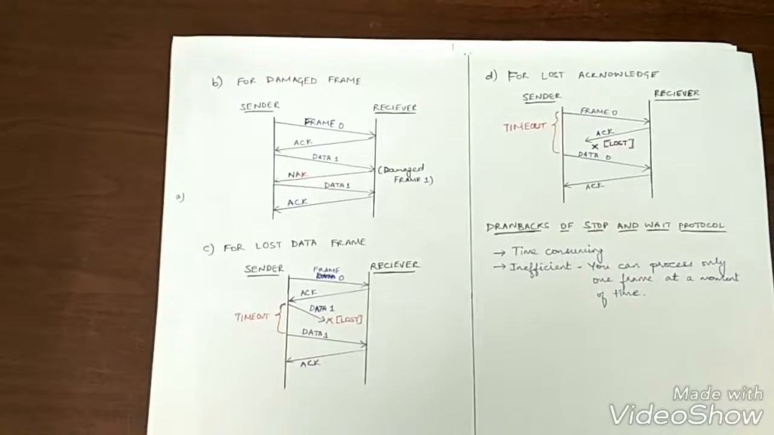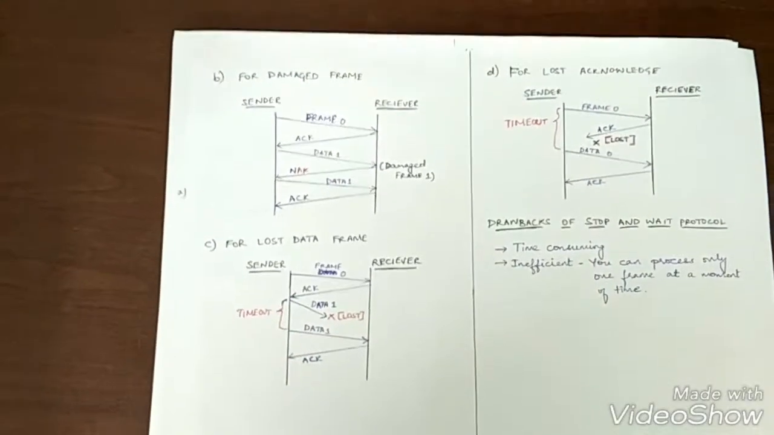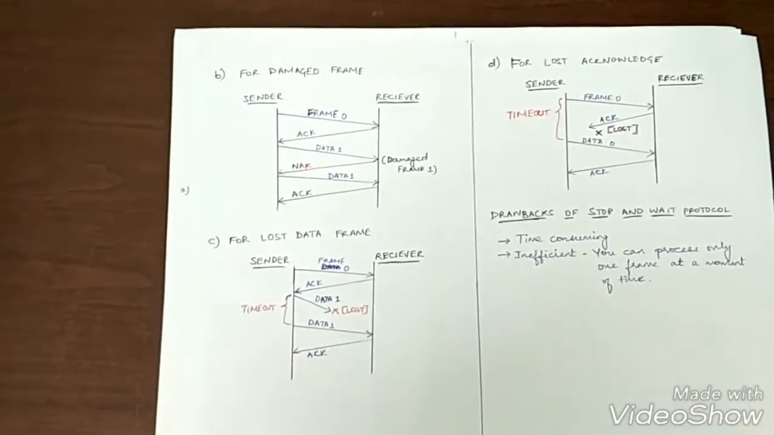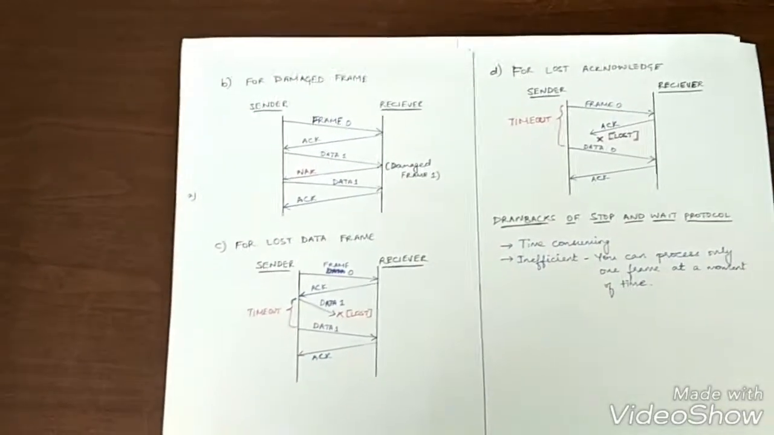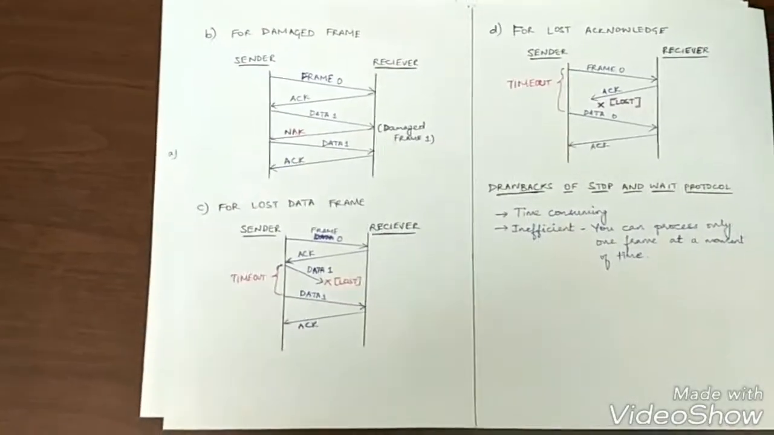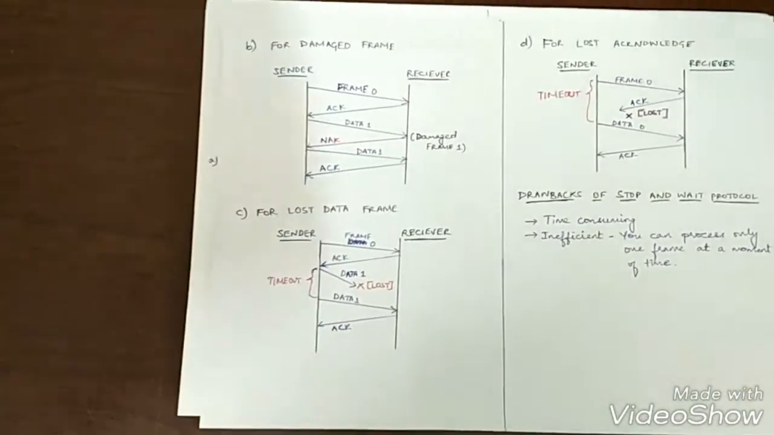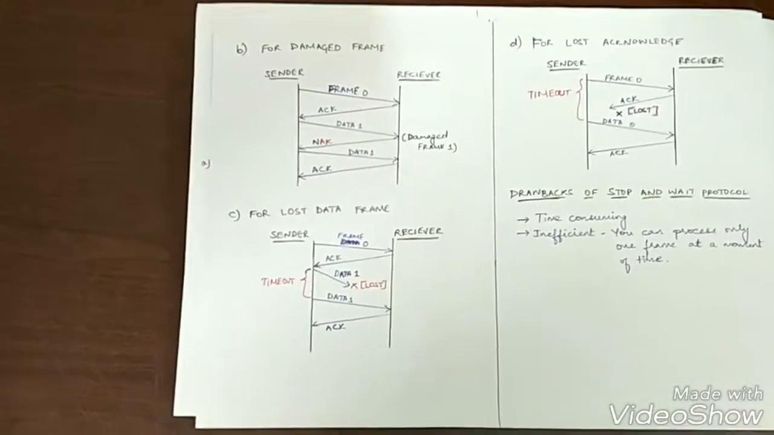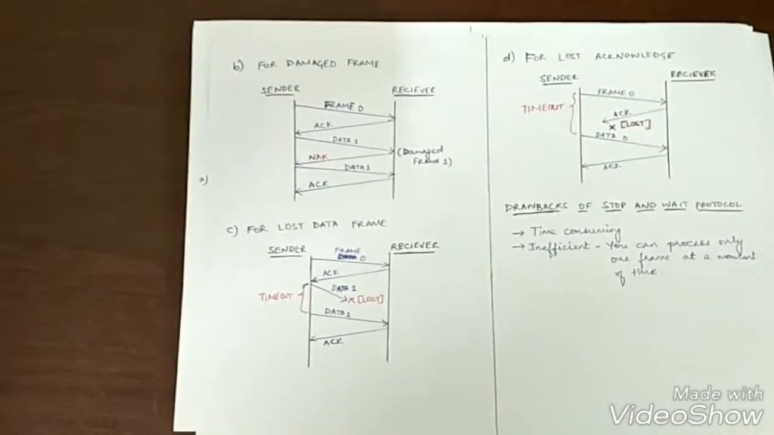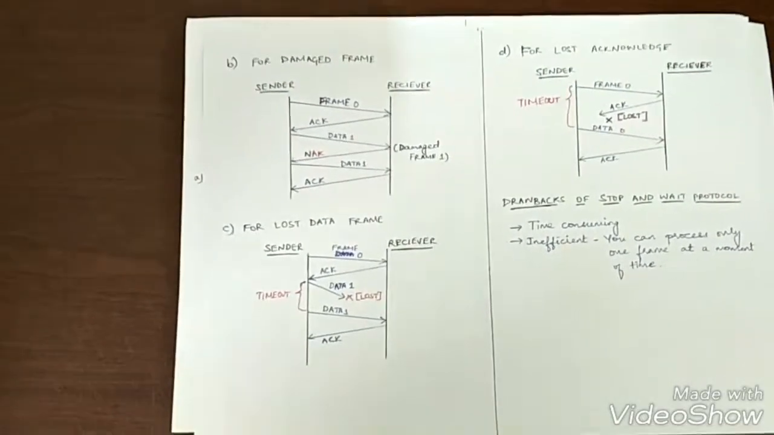Now we will see for lost data frame. Again, there is a sender and a receiver. Suppose the frame 0 is sent and the receiver sends the positive acknowledgement to the sender. In this situation, frame 1 is sent but it's lost in the process. That is, the receiver did not receive frame 1.